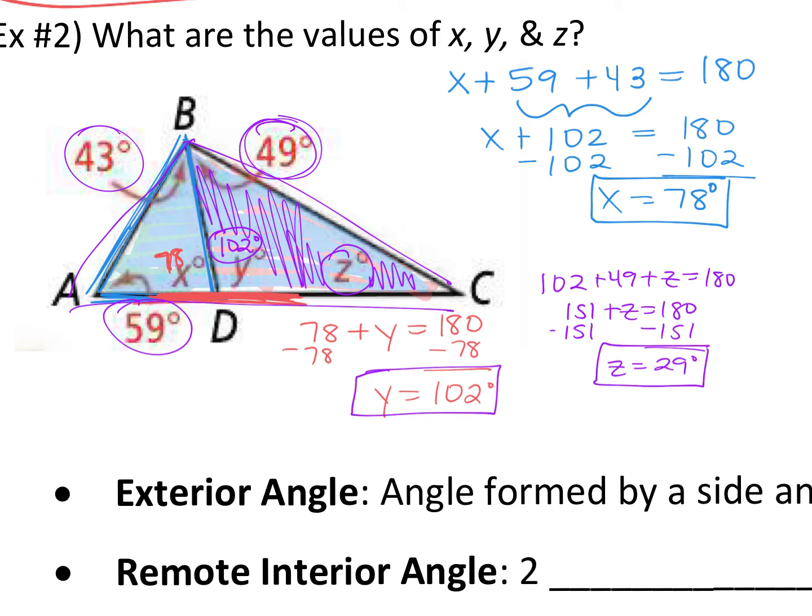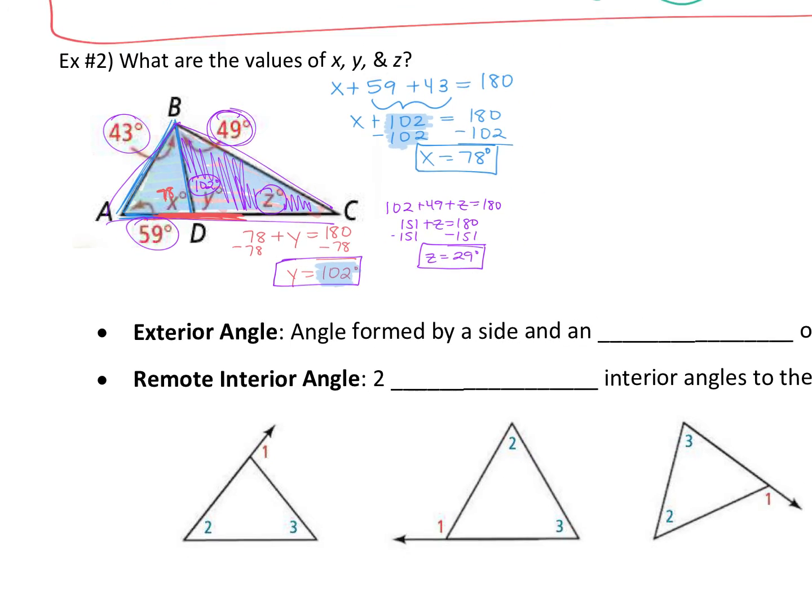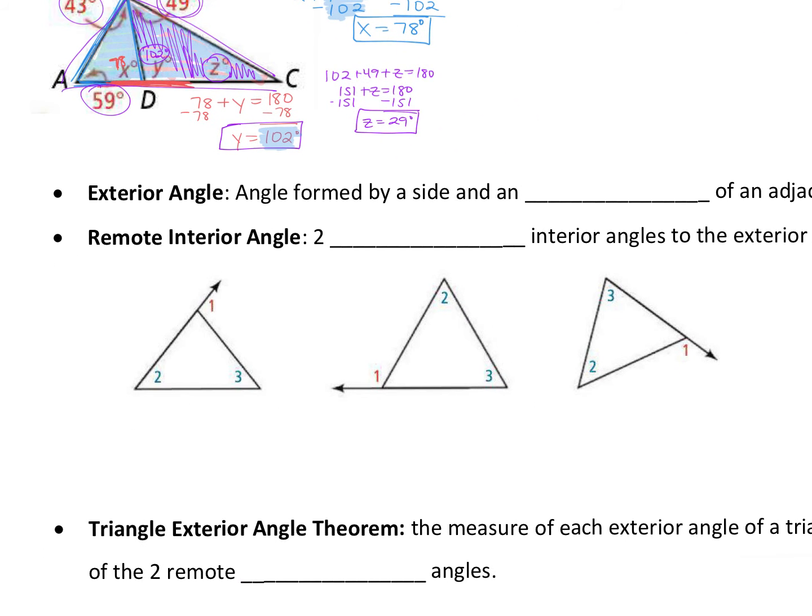Okay, something I want you to see is we got this 102 up here. We also came up with 102 right here. There's a relationship there. I'm going to tell you about it right here. Exterior angles, okay? We're going to talk about 2 different types of angles, exteriors and remote interiors, and they are connected. They are linked together with just a relationship.